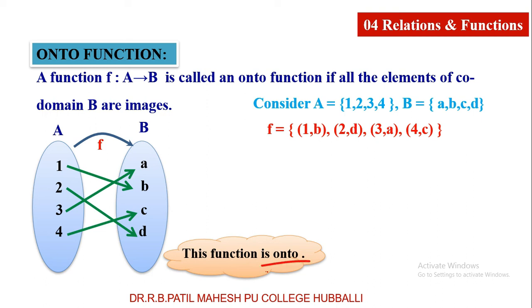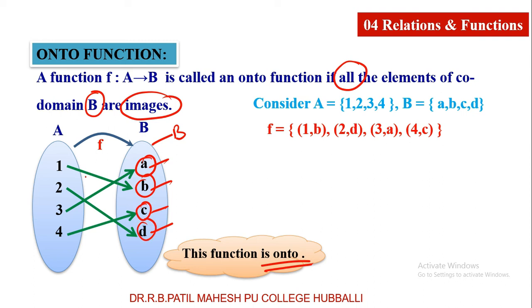Why is it clearly onto? Look at the definition. All elements of B should be images. A, B, C, D are the elements of the set B and they are images. They are related to the elements of the set A. Hence, this function is called onto.